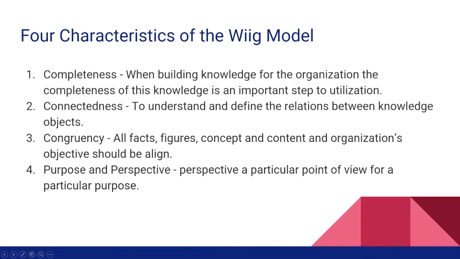Connectedness is to understand and define the relation between knowledge objects. Since most of the knowledge objects are connected to each other, this could help to pull out related information for decision making. Congruency: all facts, figures, concepts, and content and the organization's objects should be aligned. Congruency is used for problem solving, but most knowledge content has a hard time meeting the criteria.